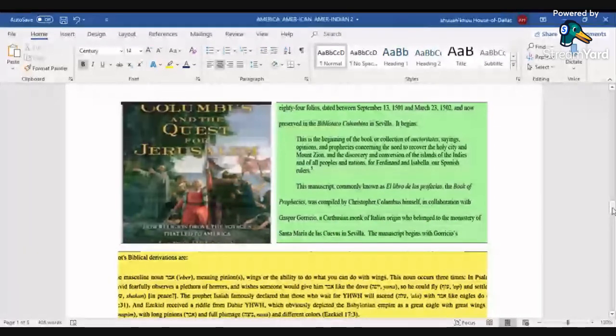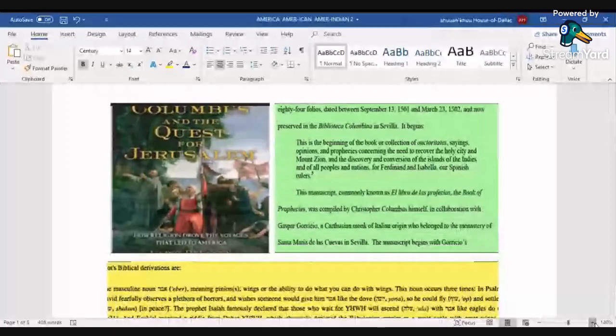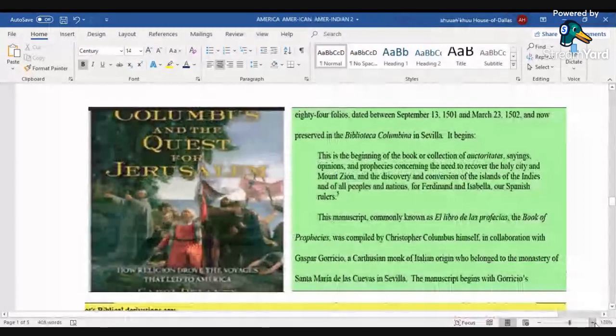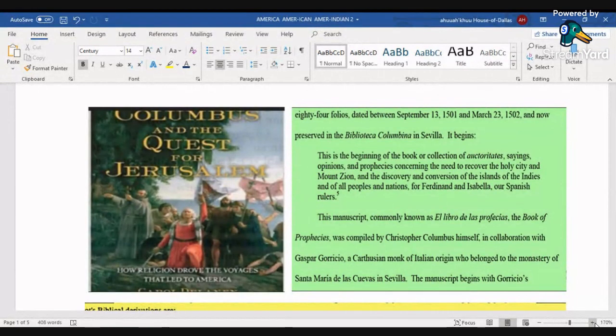Of authorities, one can't see the words. Try to blow it up some. Okay. Of authorities, saints, opinions, prophecies concerning the need to recover the holy city and Mount Zion and the discovery and conversion of the islands of the Indies and of all peoples and nations. For Ferdinand and Isabella, our Spanish rulers. This manuscript, commonly known as El Libro de las Profecías, the Book of Prophecies, was compiled by Christopher Columbus himself in collaboration with Gaspar Gorricio, a Carthusian monk of Italian origin who belonged to the monastery of Santa María de las Cuevas in Seville.